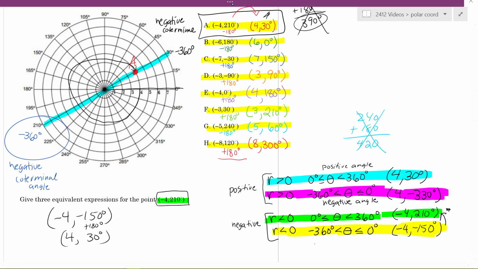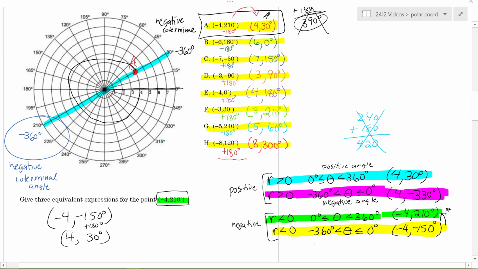A couple of things before we walk away from our 4 categories and our 4 points. When you have your positive R values, you have a positive angle and a negative angle, and these two angles are always coterminal. So if you start with the ordered pair that has a positive R value and a positive theta, to get to this value you would just subtract 360 from that positive angle, and then you get a negative coterminal angle also with a positive R value.